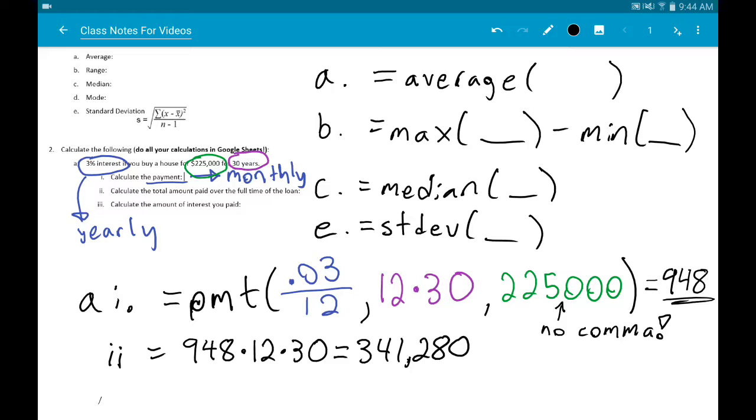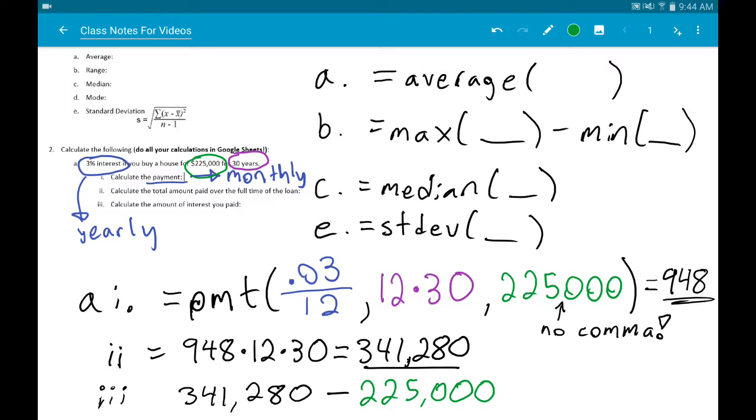And then for part 3, what do we need to do? Well, we take the amount that we calculated, the $341,000, and we subtract the original value of the house. Now, why are we doing that? Because if you bought a house for $225,000, but you paid $341,000 for it, then how much did you end up paying in interest? That's just going to be $116,280.